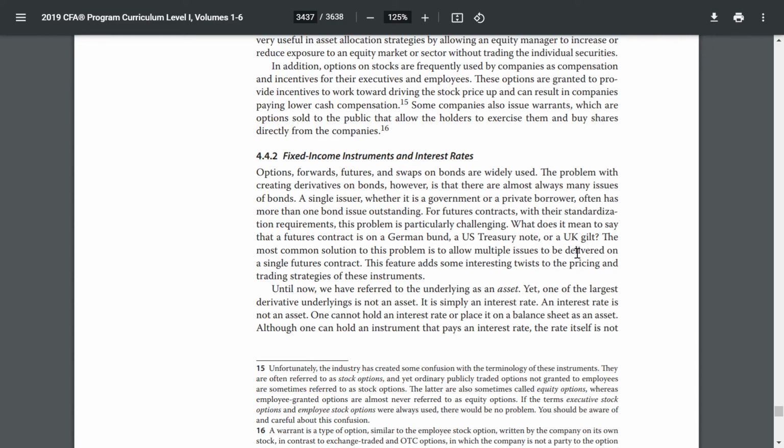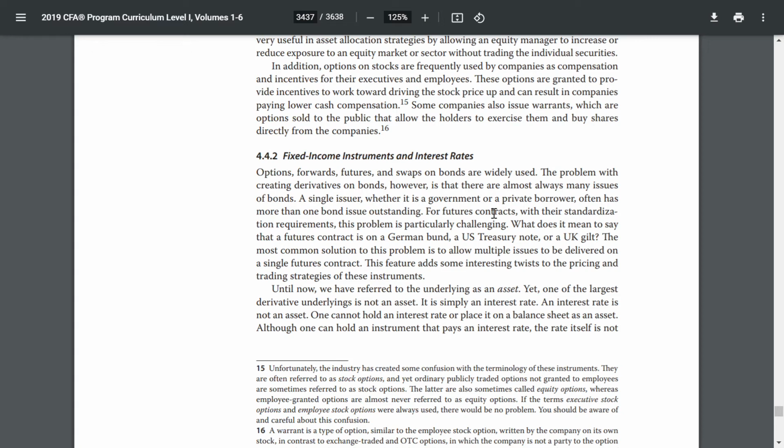Fixed income instruments and interest rates: options, forwards, futures, and swaps on bonds are widely used. The problem with creating derivatives on bonds, however, is that there are almost always multiple issues of bonds. A single issuer, whether the government or a private borrower, often has more than one bond issue outstanding. For futures contracts, with a standardization requirement, the problem is particularly challenging.